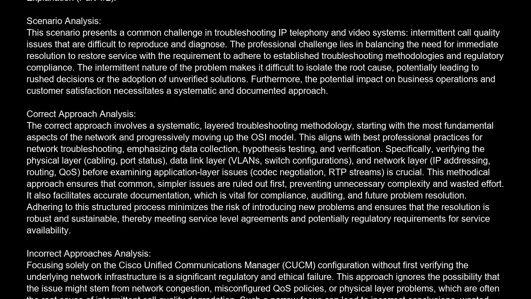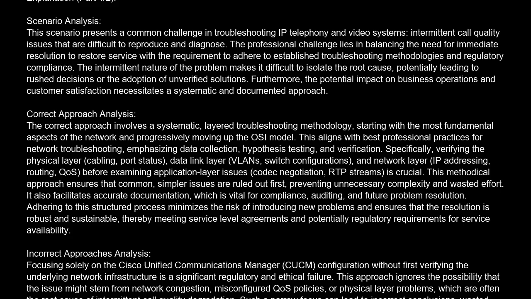This methodical approach ensures that common, simpler issues are ruled out first, preventing unnecessary complexity and wasted effort. It also facilitates accurate documentation, which is vital for compliance, auditing, and future problem resolution. Adhering to this structured process minimizes the risk of introducing new problems and ensures that the resolution is robust and sustainable, thereby meeting service level agreements and potentially regulatory requirements for service availability.